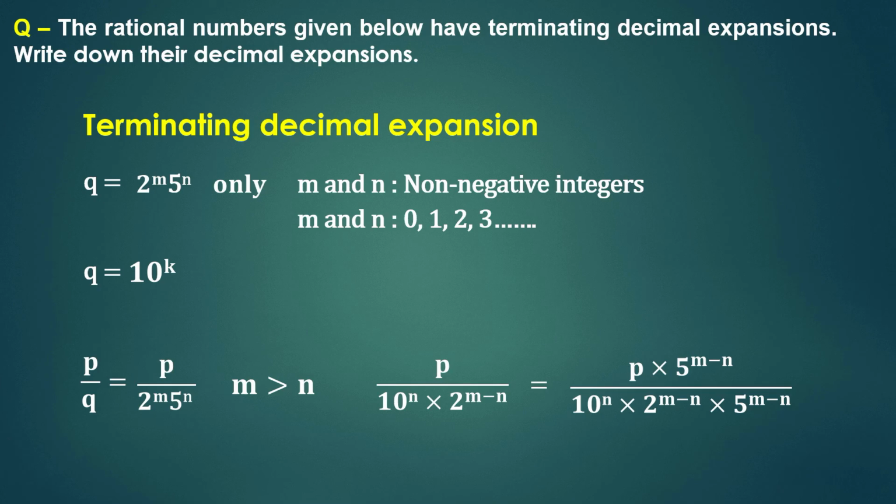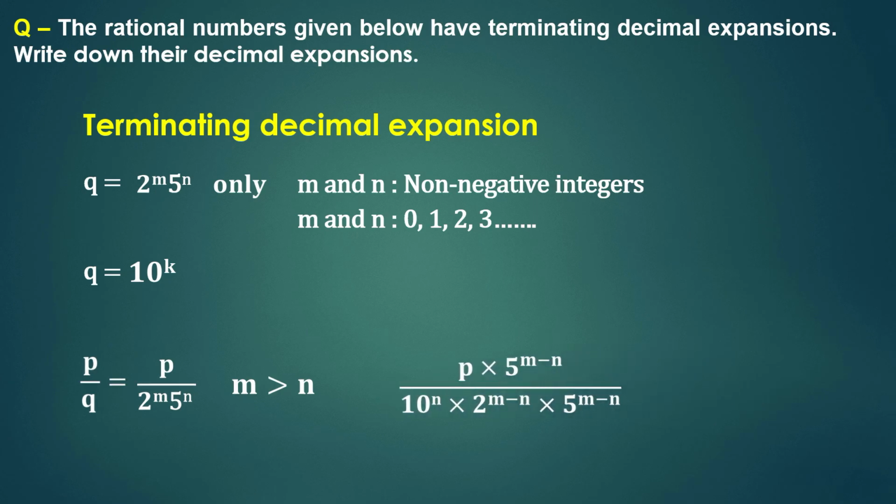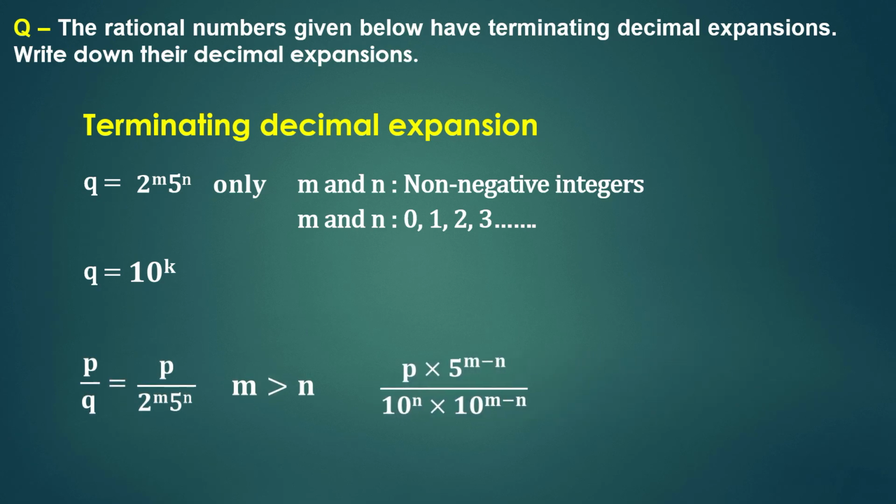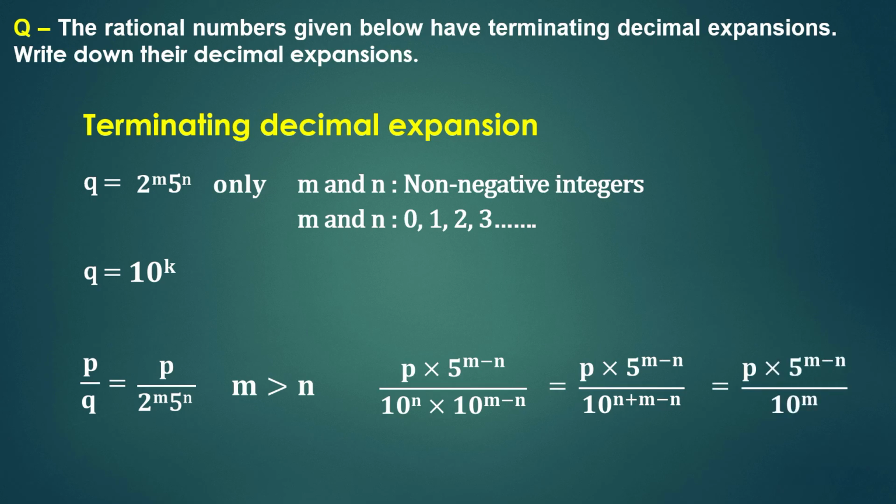Again, since m minus n is a common power, we can multiply 2 and 5 together and take it as 10 to the power n into 10 to the power m minus n in the denominator. Now, since the bases are same now, the powers can be added. So, on adding the powers, we get 10 to the power n plus m minus n, which can be further written as 10 to the power m. We can see that we have a denominator of the desired form, 10 to the power m, where m is an integer.